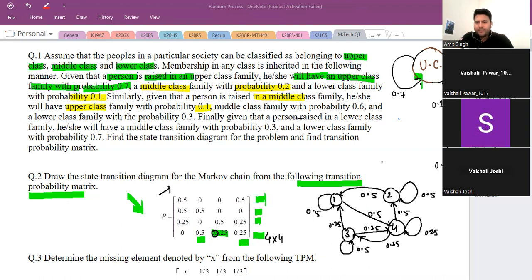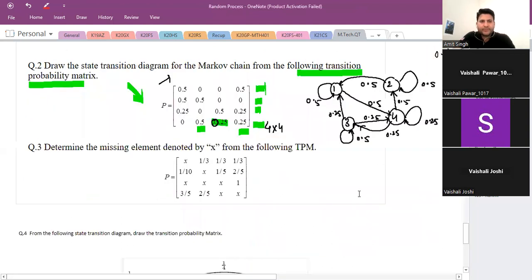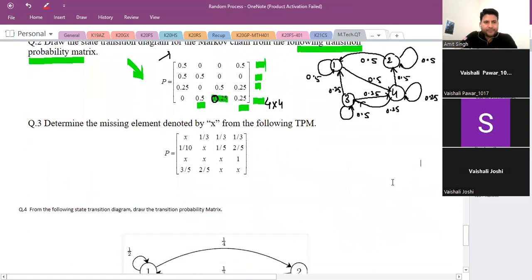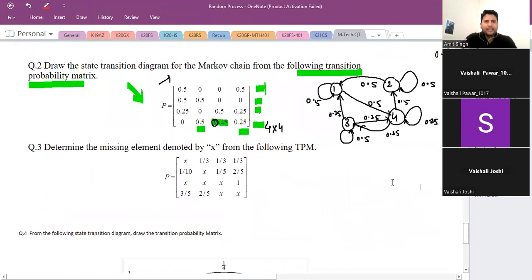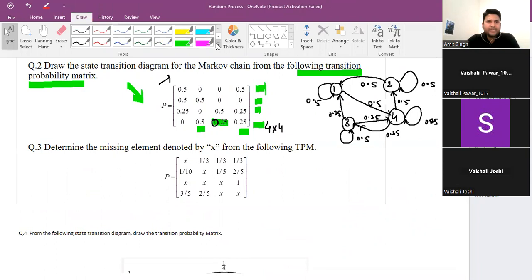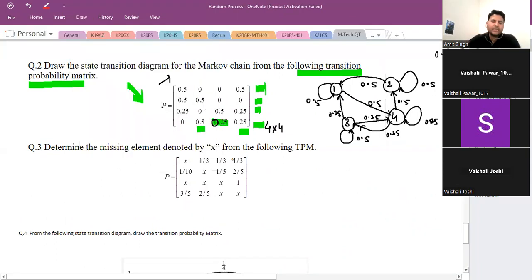Taking one more example. Example number 3. Determine the missing element in this transition probability matrix. Here some entries of the matrix are given as unknown x. The question is asking to find the value of x.